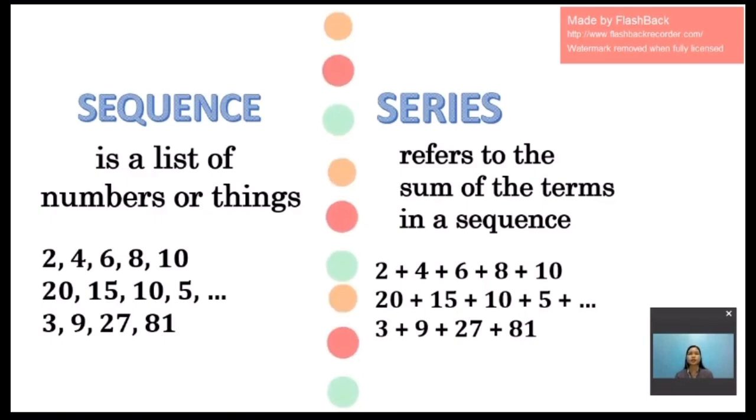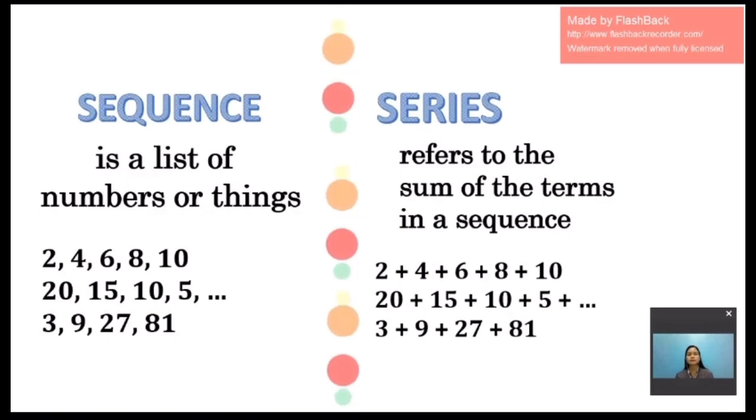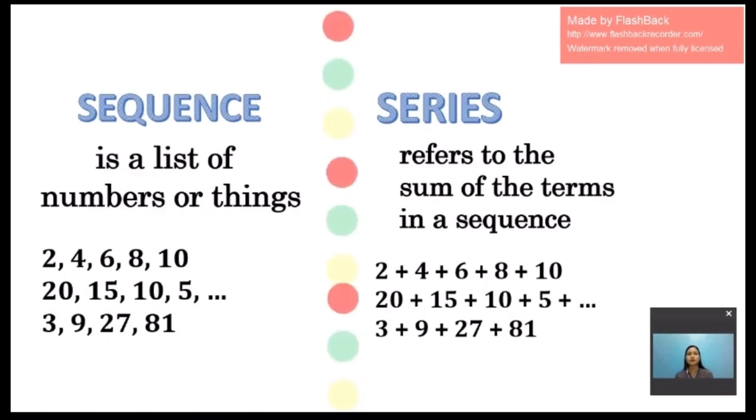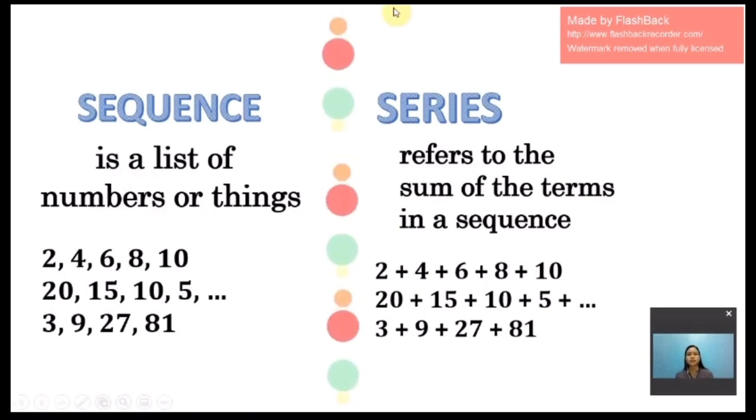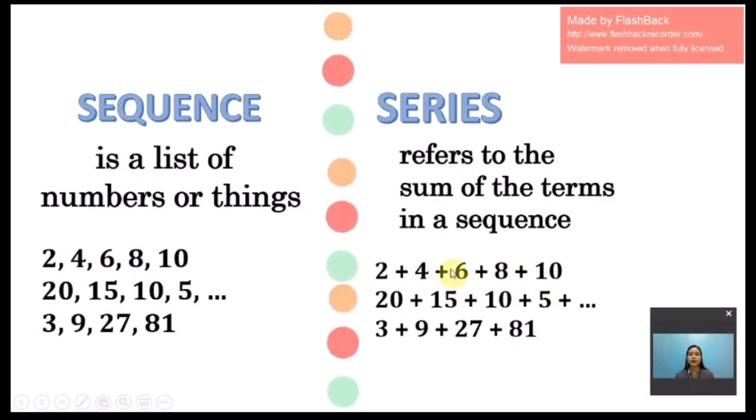So now, ito ang tanong. Ano ang nakikita ninyong pagkakaiba ng sequence at ng series? Tama ang inyong iniisip na sagot. Kung titingnan ninyo ang mga examples ng sequence at series, sa examples ng sequence, ang mga terms ay pinaghihiwalay ng comma. Samantalang sa examples ng series, ang mga terms ay pinaghihiwalay ng plus sign.